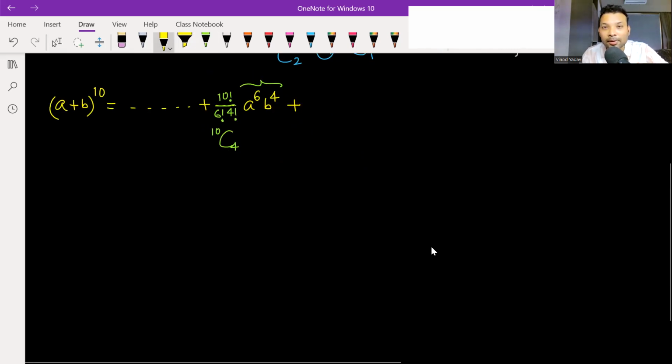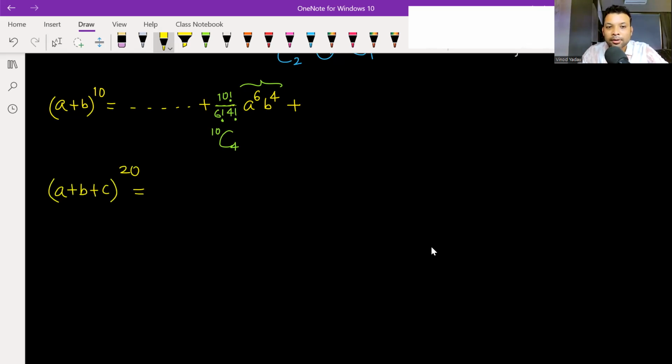That the coefficient simply indicates the number of arrangements. For example, a plus b plus c, a trinomial, multinomial, raised to 20. There'll be many terms in this. So there's a particular term, suppose a raised to 10, b raised to 6, c raised to 4. See, there is one more thing. If you observe the powers, the sum of all the powers is 20 only, because total 20 slots are there. So I am distributing 20 slots among these 3 terms, a, b, and c.